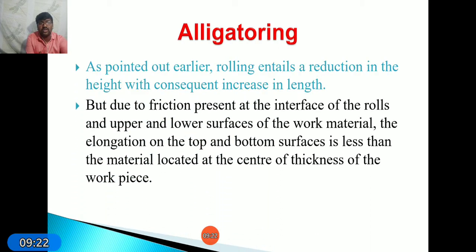Next, coming to alligatoring. As pointed out earlier, rolling entails a reduction in the height with a consequent increase in length. But due to the friction present at the interface of the rollers, that is the upper and lower surface of the workpiece, the elongation of the top and bottom surface is less than that of the material located at the center of the thickness. Due to this, the length increase at the edges will be reduced compared to the center.